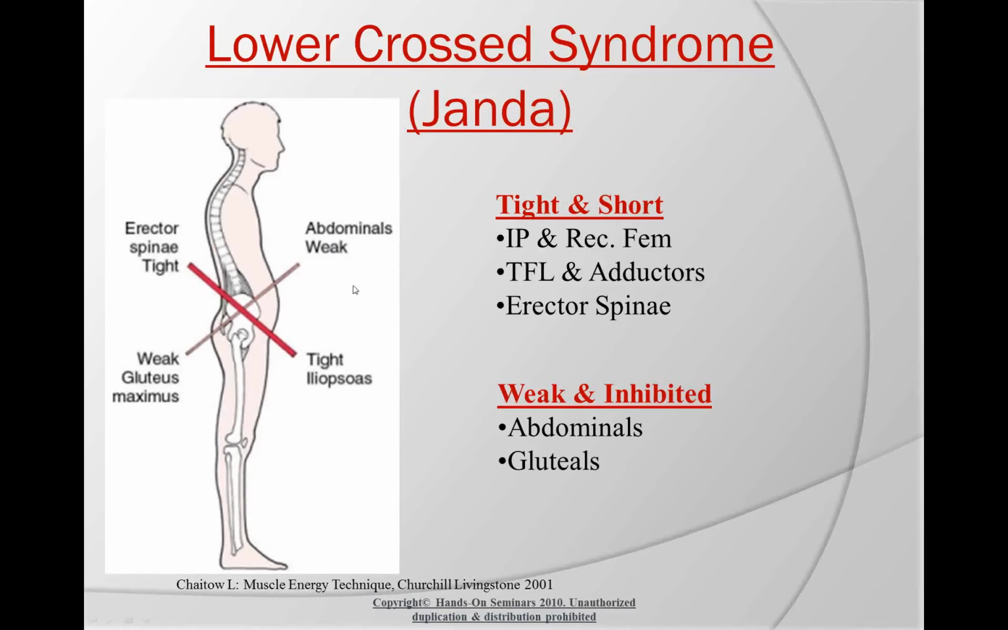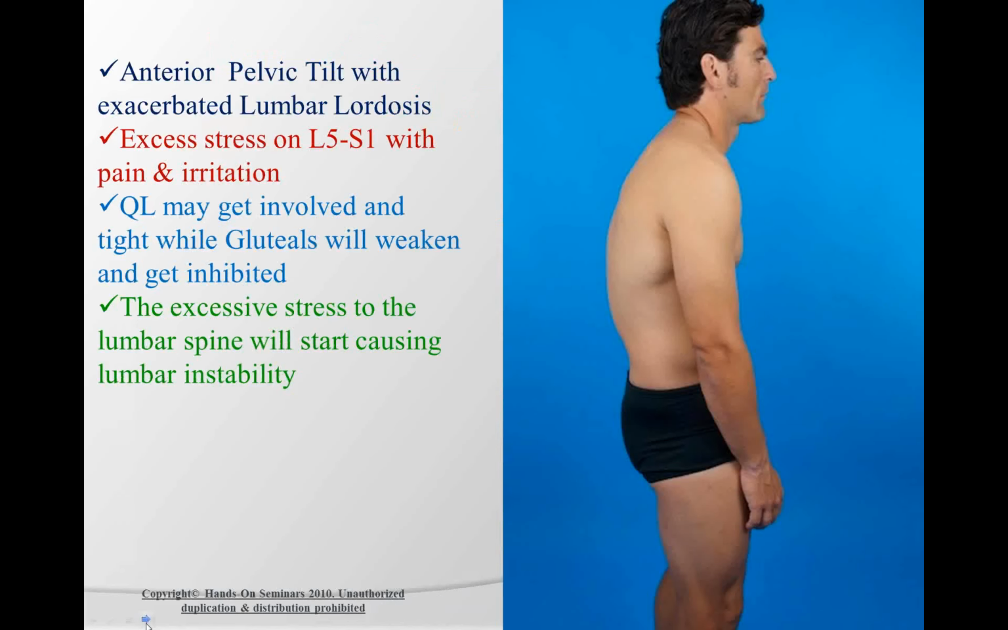And this can cause a lot of problems unless we treat it. We're going to have an anterior pelvic tilt with exacerbated lumbar lordosis, as you can see here, excess stress on L5-S1 with pain and irritation. The quadratus lumborum also can get involved. It will become very tight, while the gluteals will be weakened and inhibited. And this excessive stress on the lumbar spine can start causing also some lumbar instability.